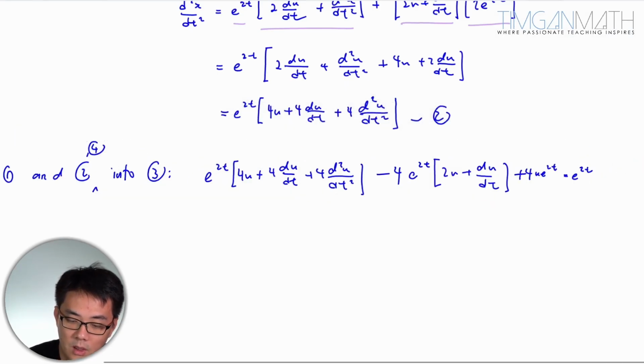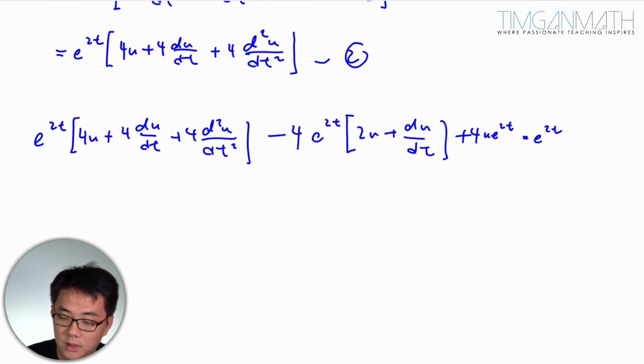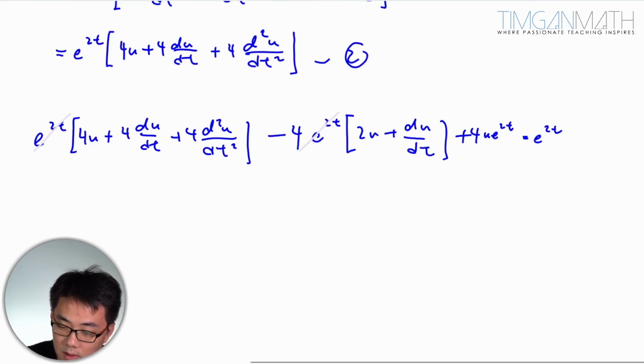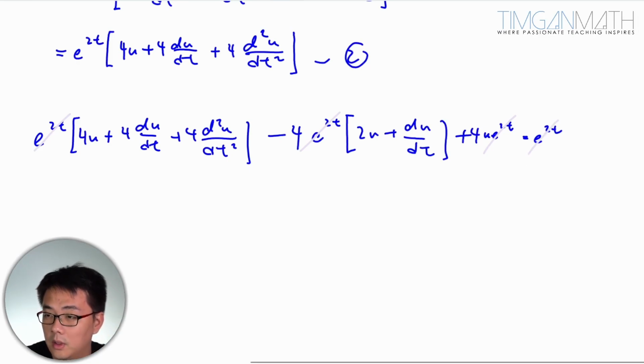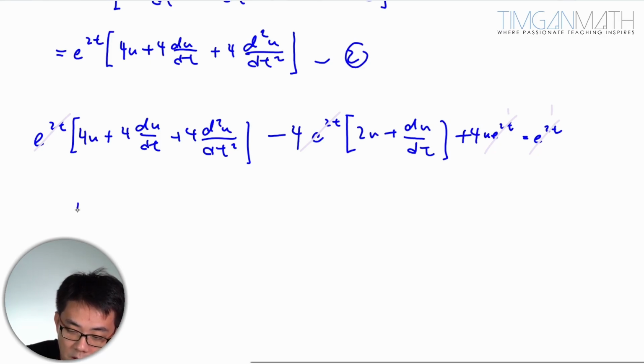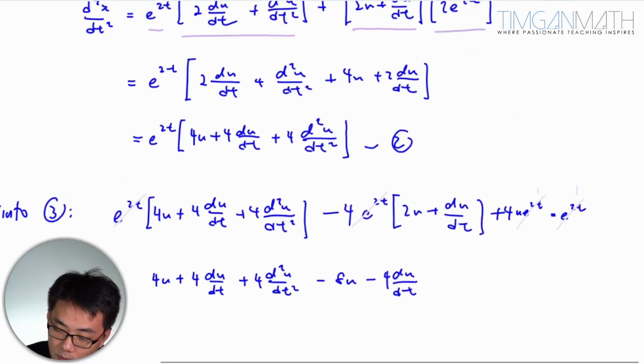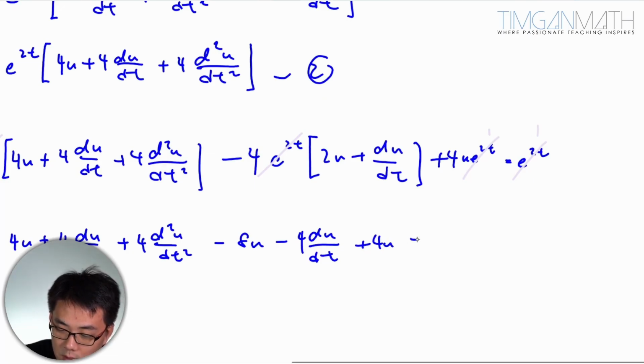Okay, great. Once done, what we're gonna do is just cancel all the 2t out. So this 2t, cancel this, cancel this, cancel this out. Remember, when you cancel all this, there will just be 1 left. What we get is actually just 4u plus 4 du dt plus 4 d squared u dt squared minus 8u minus 4 du dt minus 2 plus 4u equals 1.